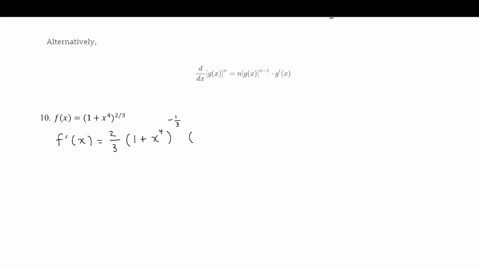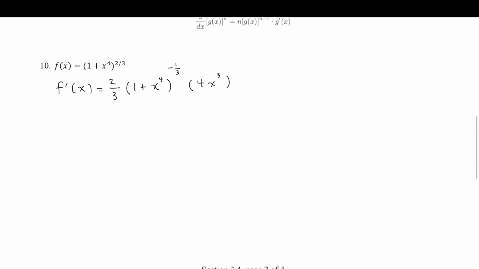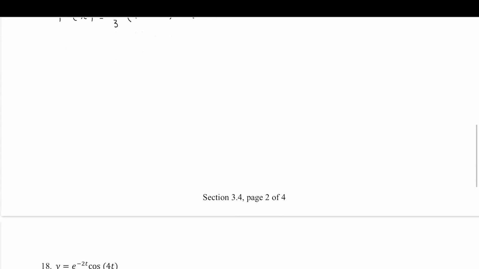And then the chain rule says I also have to multiply that by the derivative of 1 plus x to the fourth, which is 4x cubed. So remember, the derivative of the added constant 1 is 0, and the derivative of x to the fourth is 4x cubed. So this is a way that you can take this kind of derivative where you have a function raised to a constant power without actually figuring out what the composition is.